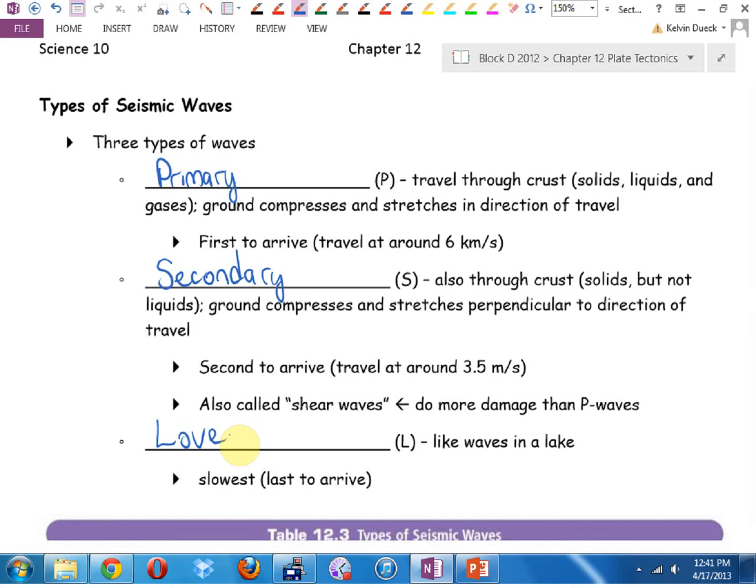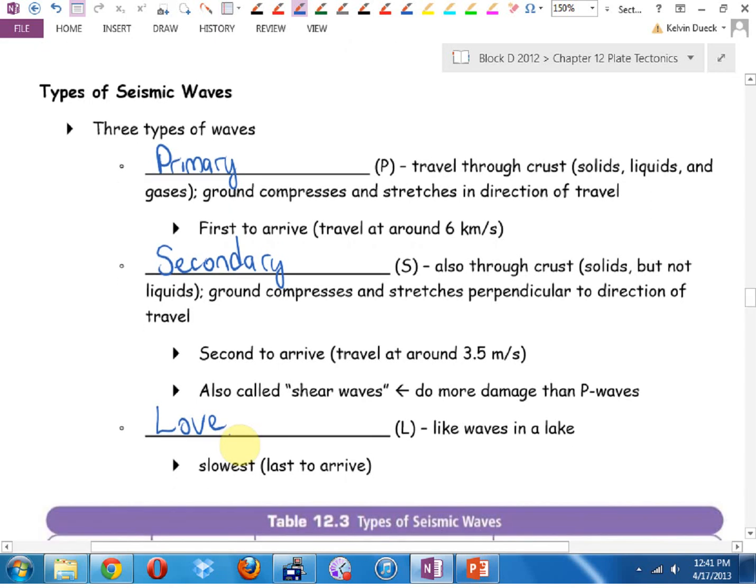What would an easy way be to remember that the L waves are the last to arrive? I got nothing. Scientist whose last name was Love, yep. Why does it say what? Why does it say surface? Yeah, I haven't got there yet.